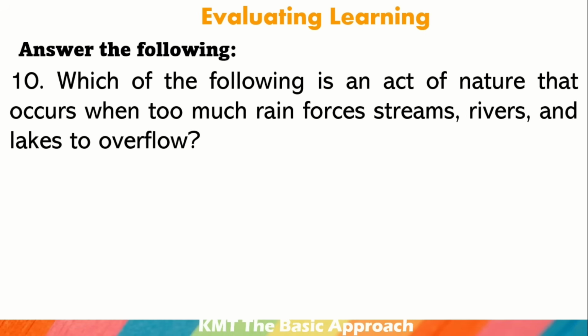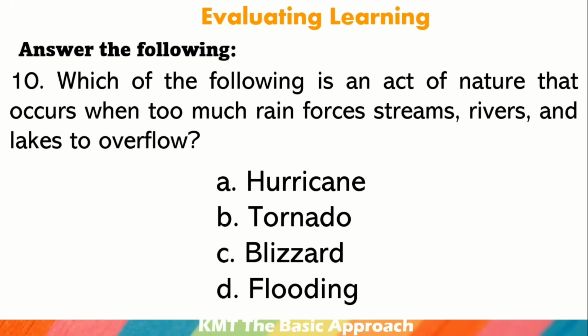And number 10. Which of the following is an act of nature that occurs when too much rain forces streams, rivers, and lakes to overflow? A. A hurricane. B. Tornado. C. Blizzard. D. Flooding. What is the correct answer? Good job! The correct answer is letter D. Flooding.